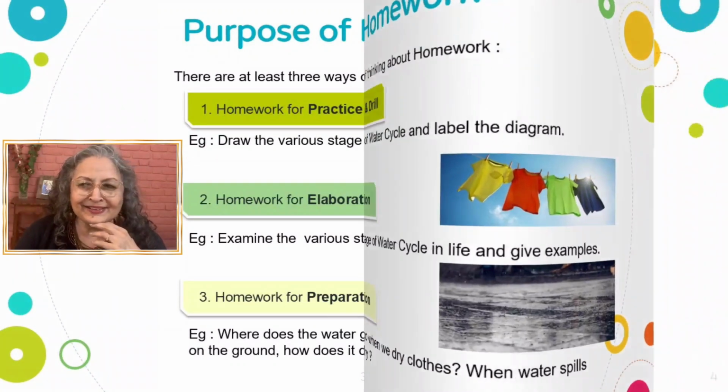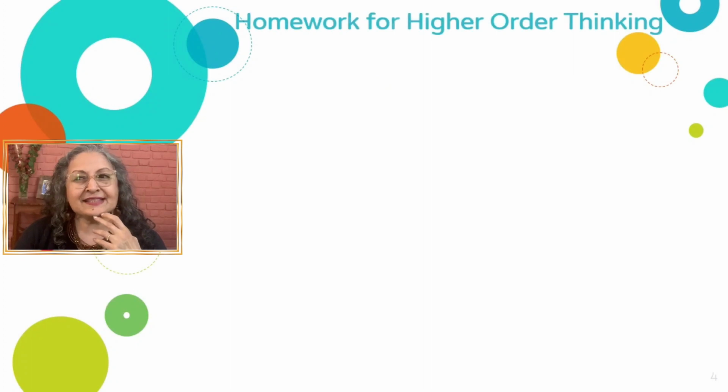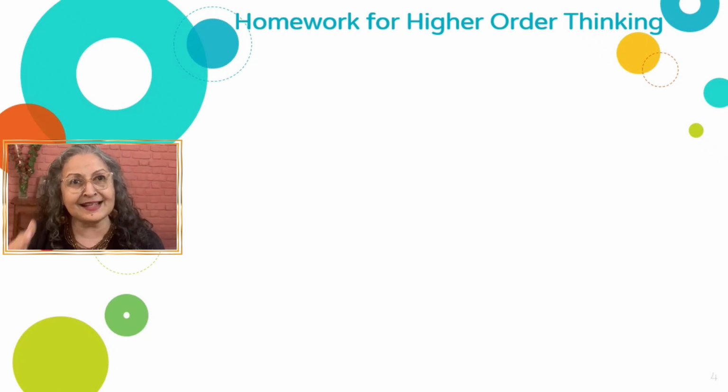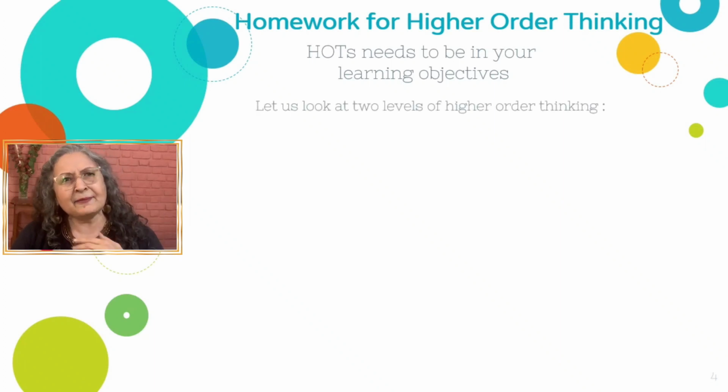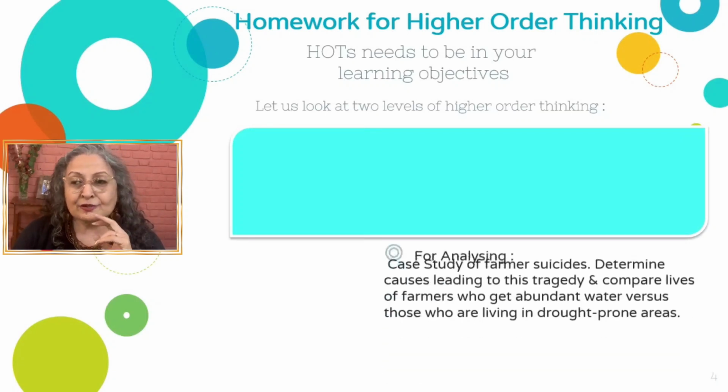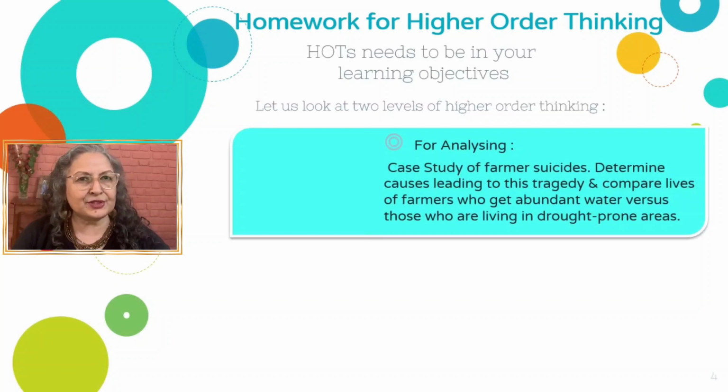Here is a radical thought. I was thinking that we all continue to say that you have to give HOTS. HOTS has also become a kind of a takiya kalam. And when you ask teachers what is HOTS, they'll say higher order thinking skills. Okay, what are higher order thinking skills? Sometimes there is a blank. So I picked only two, and continuing with the water cycle example, I was thinking, how about analyzing and evaluating these two ideas? So for analyzing, I thought let's pick up farmer suicides.